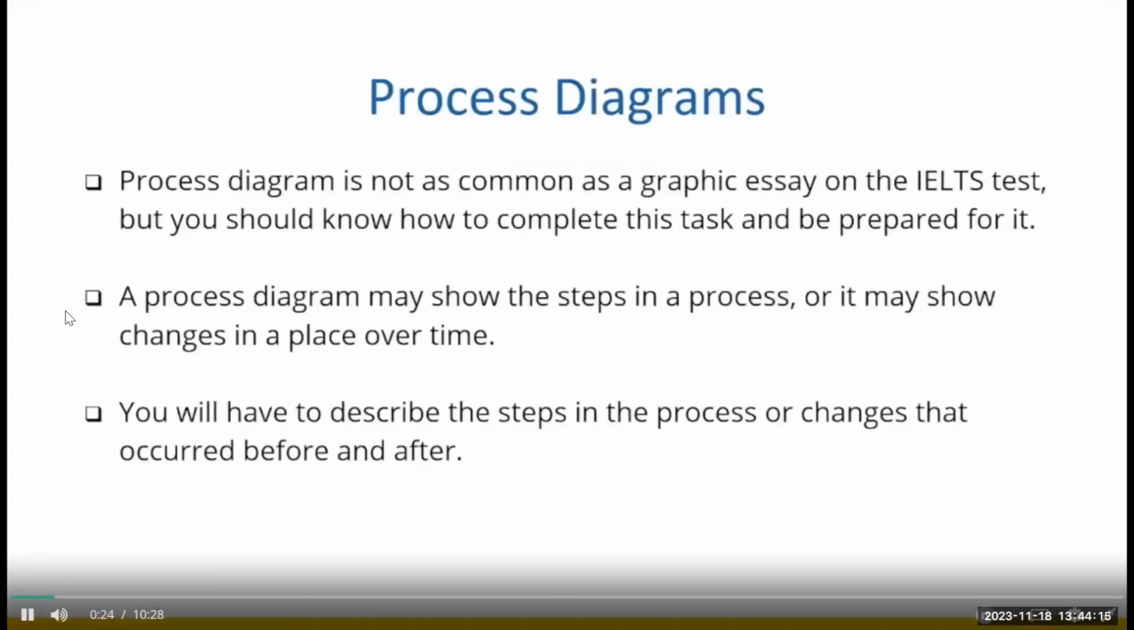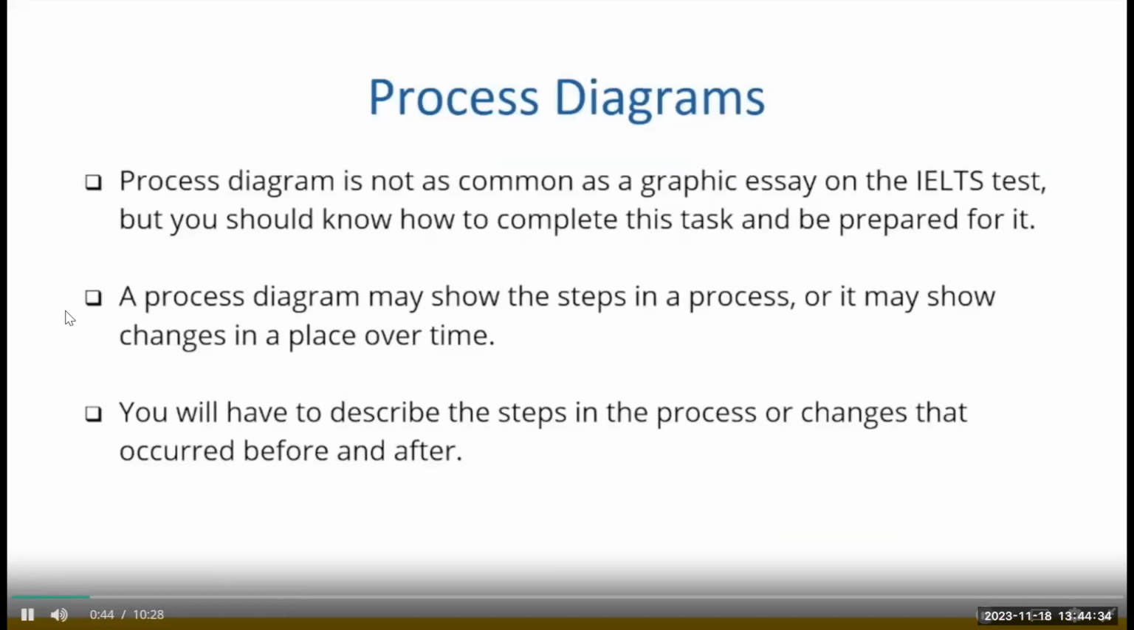Before I begin explaining process diagrams, I would like to mention that a process diagram is not as common as a graphic essay on the IELTS test, but I believe it is very important that you know how to complete this type of essay and you are 100% prepared for it.